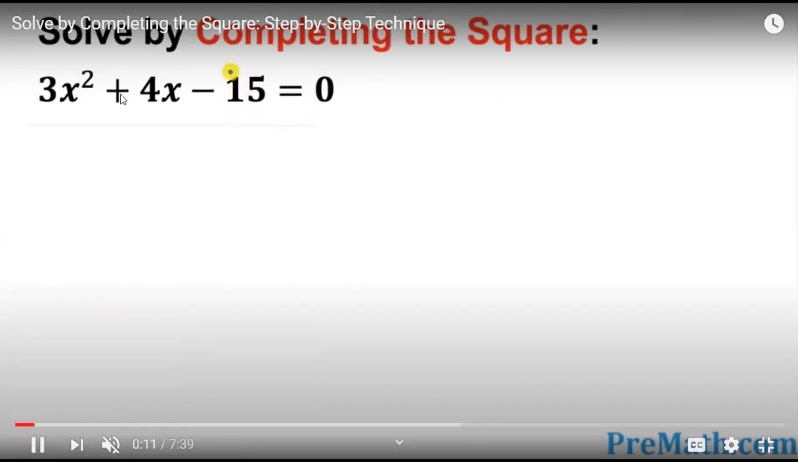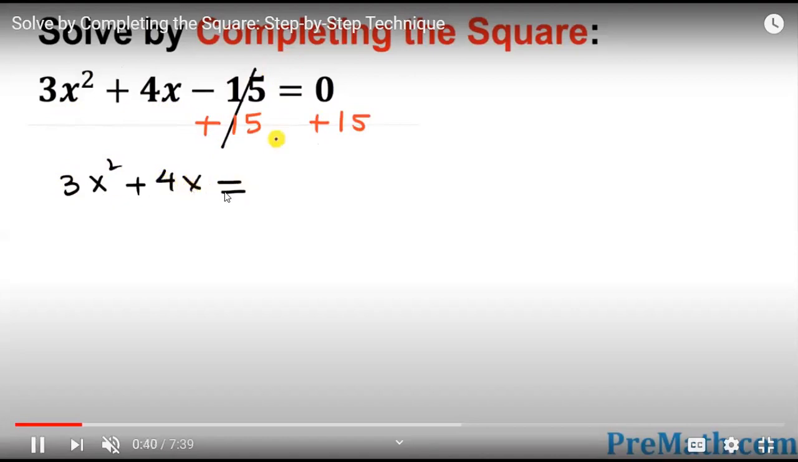Now, this is the given equation: 3x square plus 4x minus 15 equals 0. Because we are going to make this equation a perfect square, the first step is to shift the constant number to the other side of the equation. Since it is minus 15, we add plus 15 on both sides. So the equation becomes 3x square plus 4x equals 15.